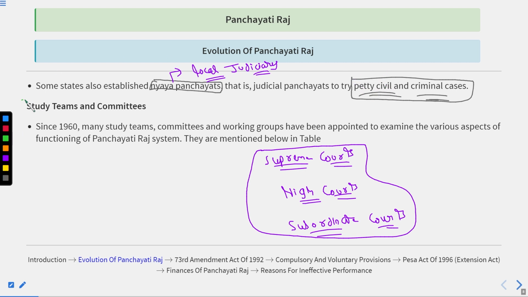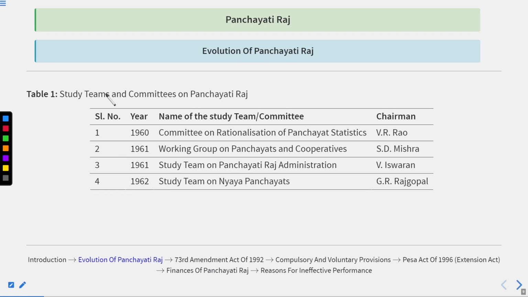Okay. Thereafter, what are the study teams and the committees? Since 1960, many study teams, committees, and working groups have been appointed to examine the various aspects and the functioning of the Panchayati Raj system. And these are mentioned in the table. First, established in 1960, the Committee on Rationalization of Panchayati Statistics. Who was the chairperson? V.R. Rao was the chairperson. Another committee was established in 1961, Working Group on Panchayats and the Cooperatives. The chairman was S.T. Mishra.